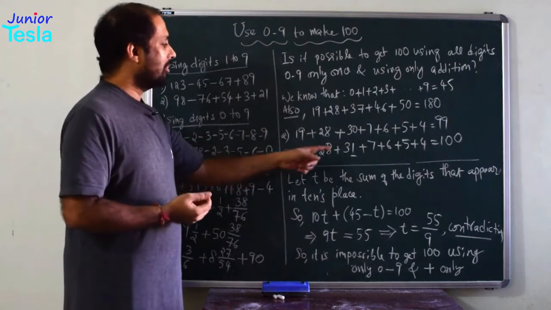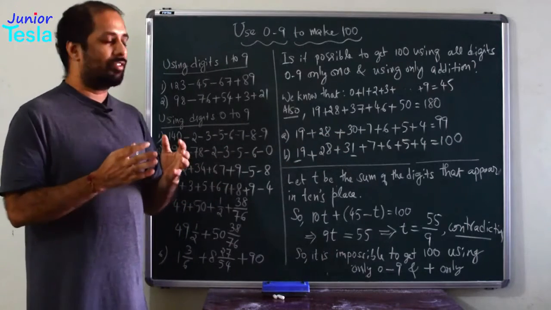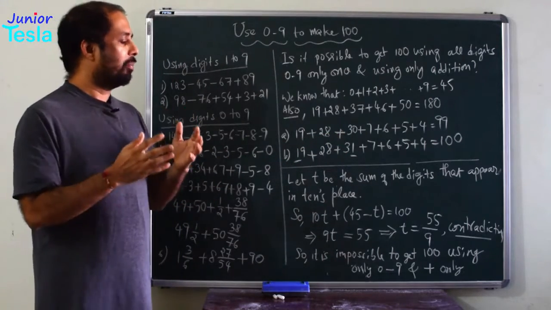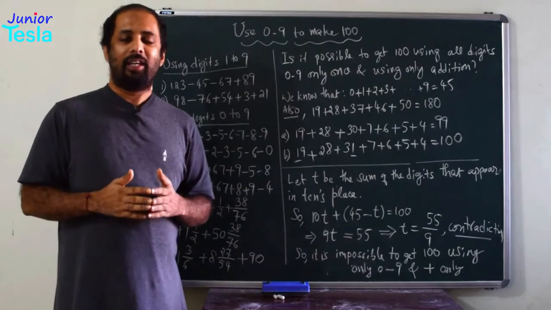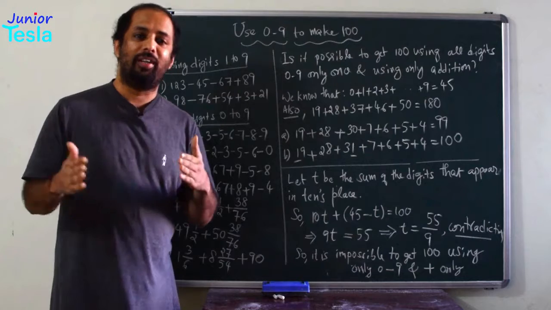So what I have done is, instead of 30 I have taken 31. So the series is 19 plus 28 plus 31 plus 7 plus 6 plus 5 plus 4. The answer is 100, but here what happened is we have deviated from the rule.